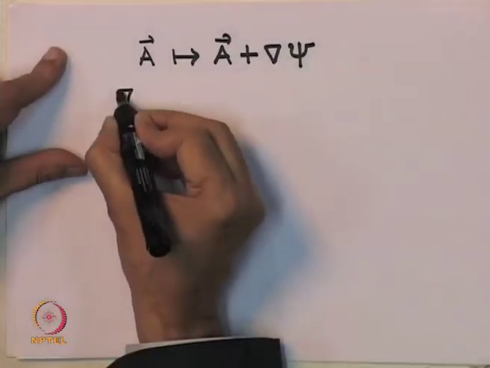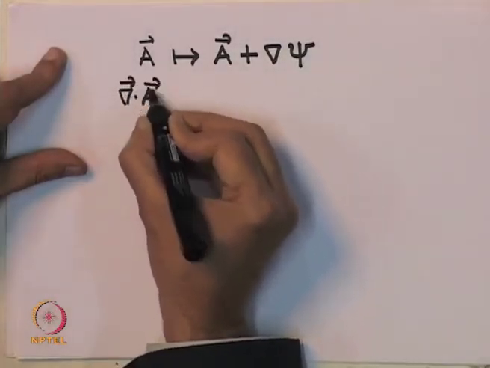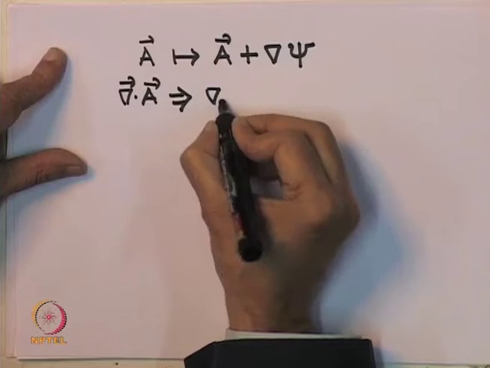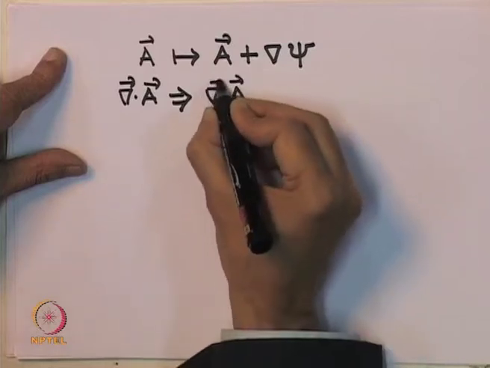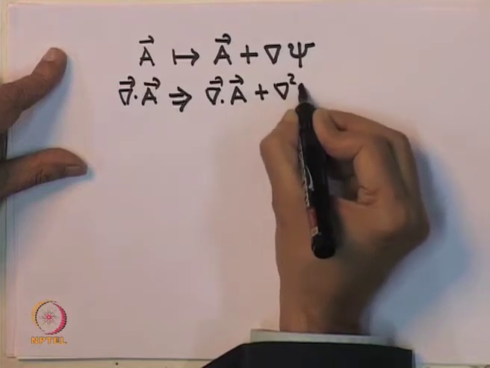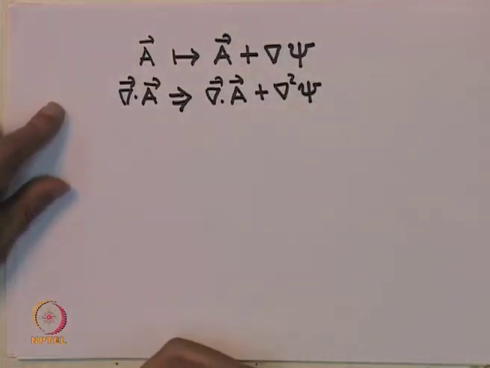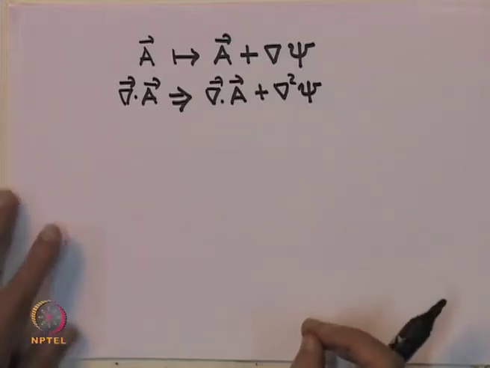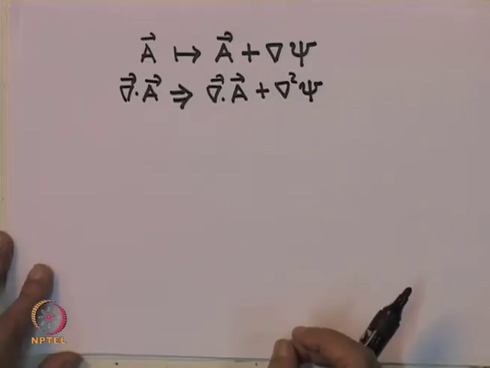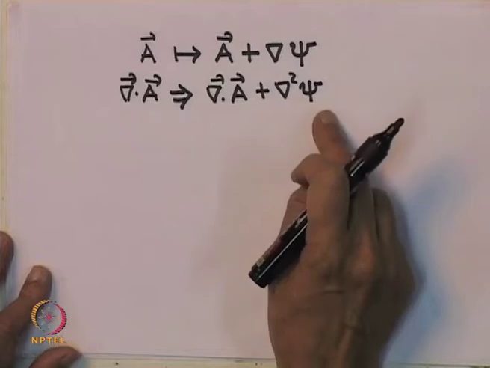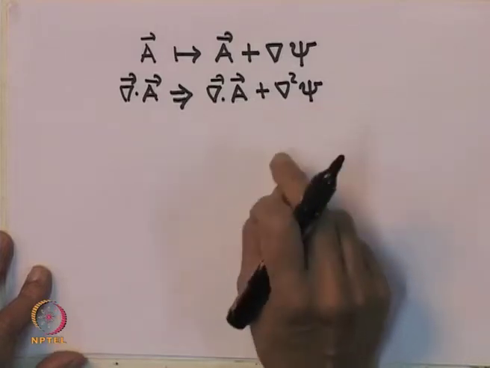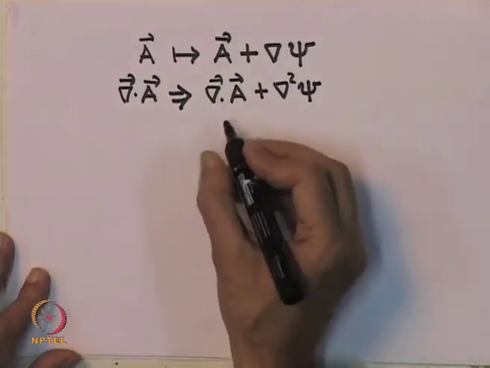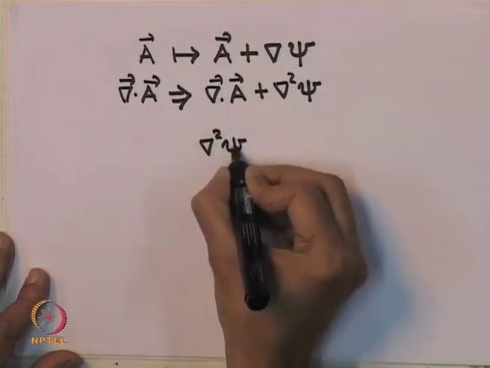Then you notice that my del dot of A can be written as: del dot of A goes to my old del dot of A plus del square psi. So, in other words, if you have started with an A for which del dot of A is not equal to 0, I could find a psi such that the new del dot of A becomes equal to 0, provided I know how to solve this equation, del square psi is equal to minus del dot of A.